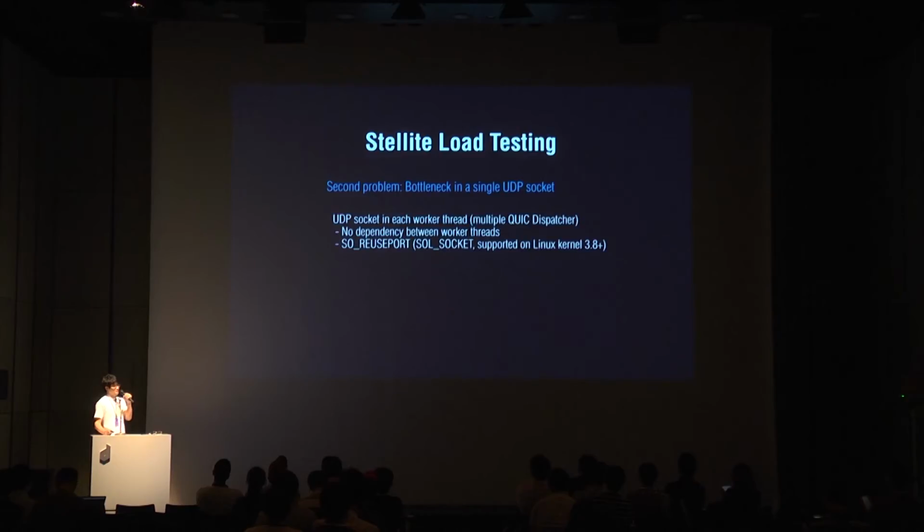The second problem was a bottleneck in the single UDP socket dispatcher. On the multi-thread QUIC server, a bottleneck occurs when the main thread tries to process a task using its own UDP packet and socket. So we made a UDP socket in each worker thread and removed the bottleneck problem. The reason we could do so is that the worker threads had no dependency between them, and the reuse port option had become available since Linux kernel 3.8.